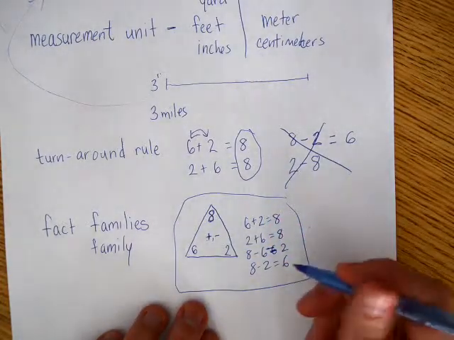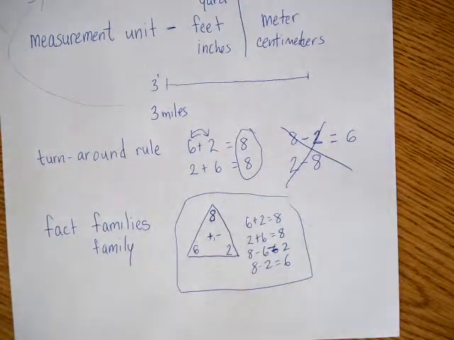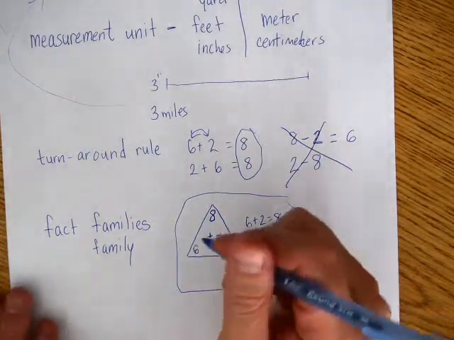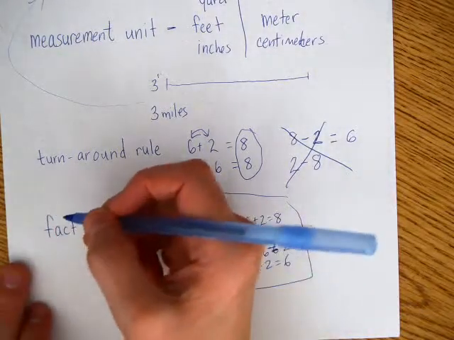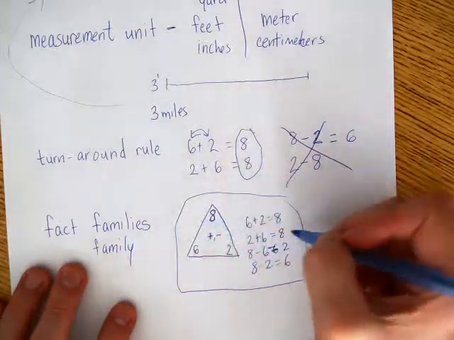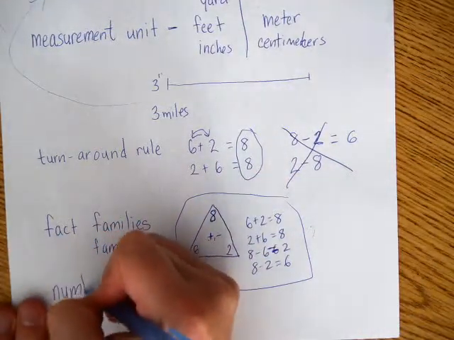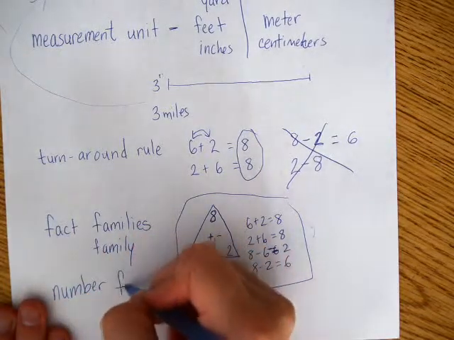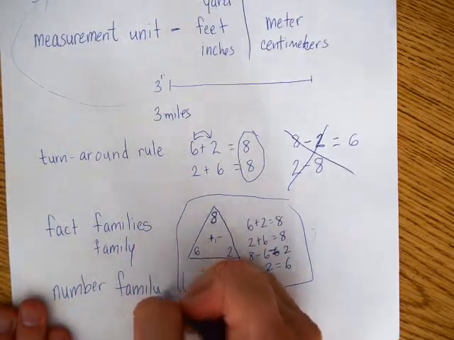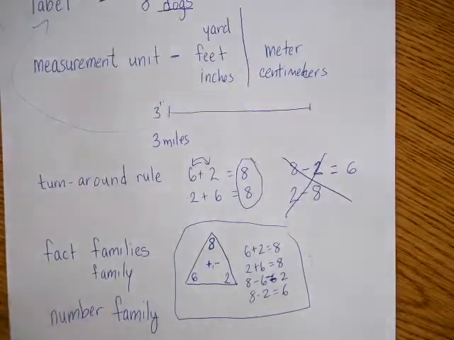Alright? And then we also have number family. Okay? And then the number family is a family of numbers that can be formed from any triplet of numbers. Alright? So, for example, if we look at these numbers all together, these are also a number family. Number family. Alright, so these are the vocabulary words.